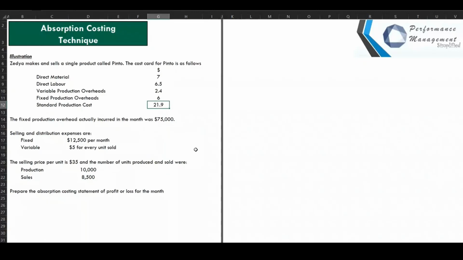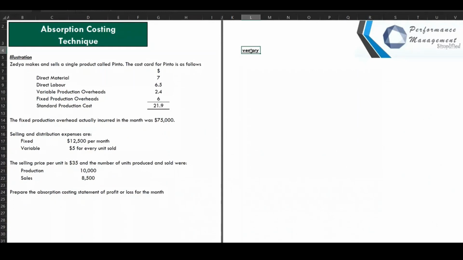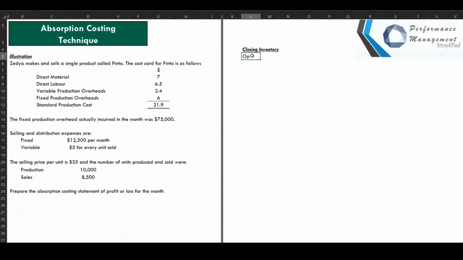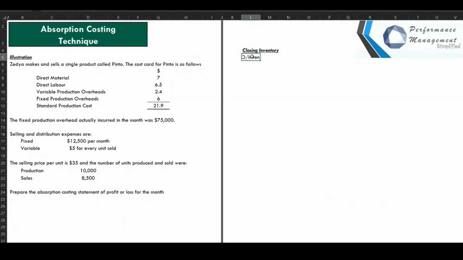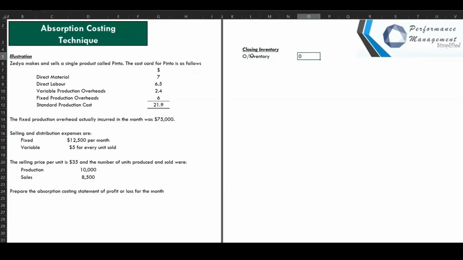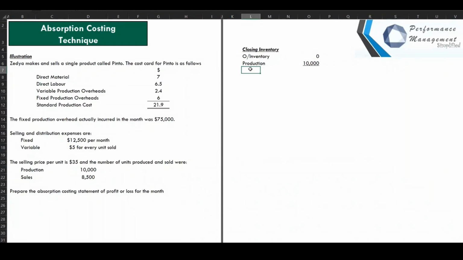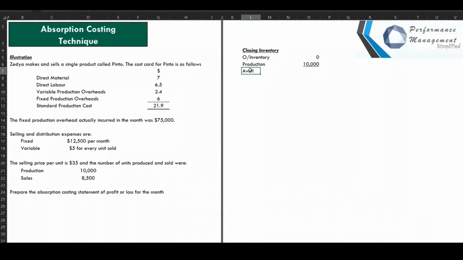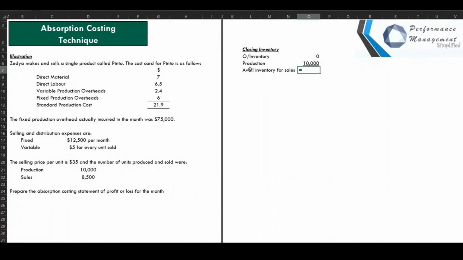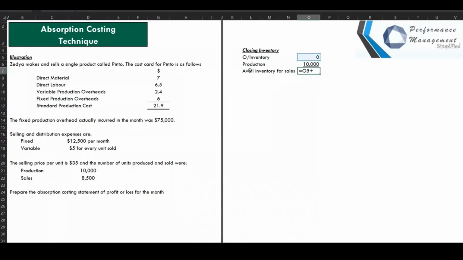The second thing we have to do is to determine what our closing inventory is. The closing inventory, if not given, would be, I'll compare with my opening inventory first. Opening inventory in the question is not given, so we assume 0. So how many units were produced in the period? Production happens to be 10,000. The addition of the opening inventory plus the production will give me the inventory available for sales. So that's just 0 plus 10,000, which obviously gives me 10,000.